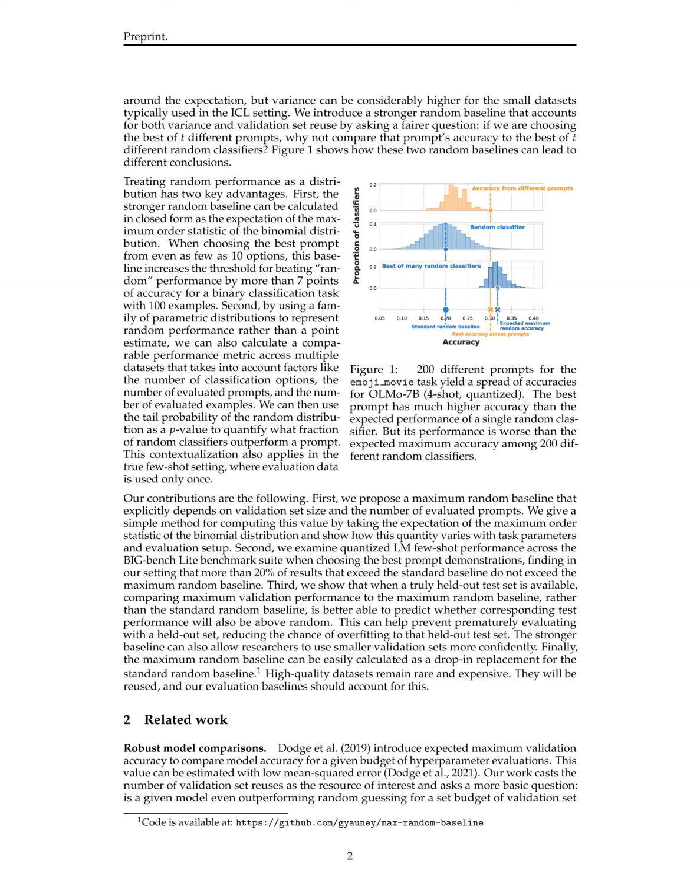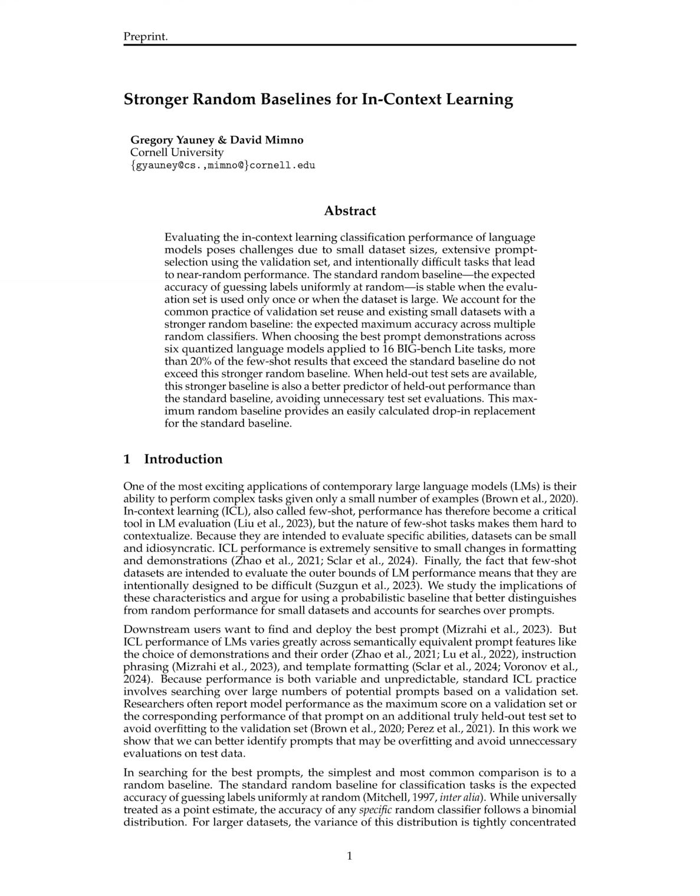By using this stronger random baseline, the paper aims to better distinguish between models that truly outperform random guessing and those that may be overfitting to the validation set. The method also helps in identifying prompts that may be overfitting and avoids unnecessary evaluations on test data, ultimately improving the reliability and accuracy of model evaluations in the ICL setting.